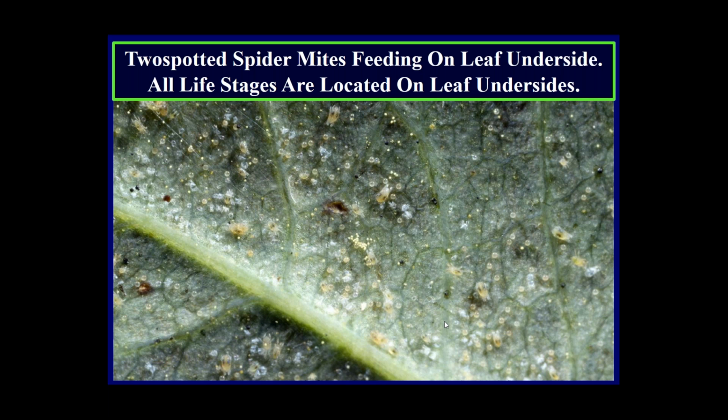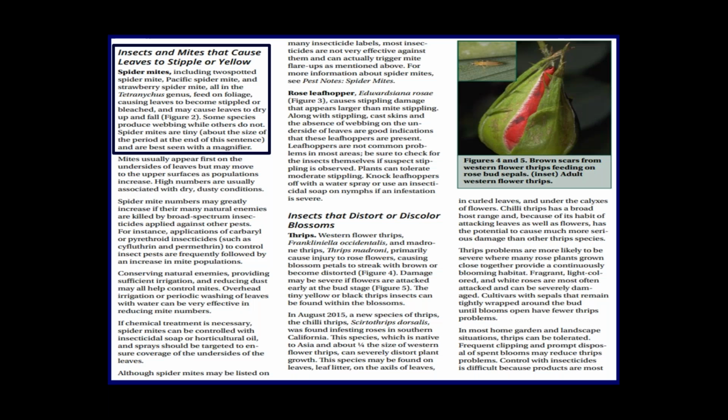Because of their small size, they're easily desiccated by UV sunlight. Here's an example of a publication talking about the insects or mites that cause stippling or yellowing, and there's two-spotted spider mite. Stippling or bleaching, the leaves will eventually dry up and fall off the plant.